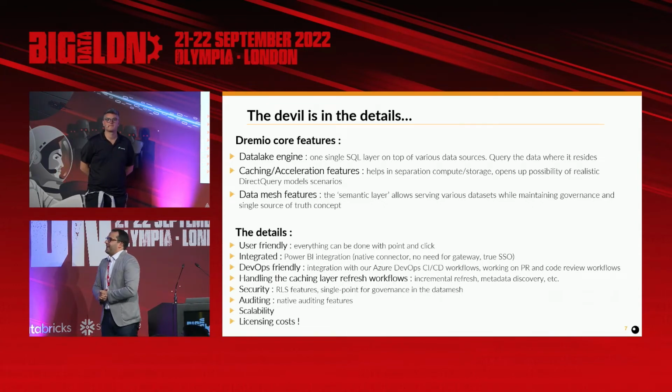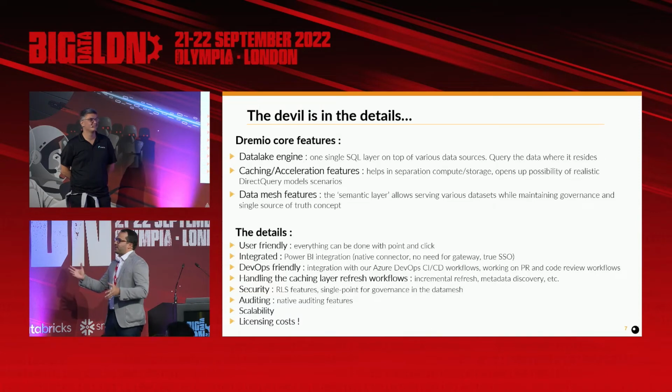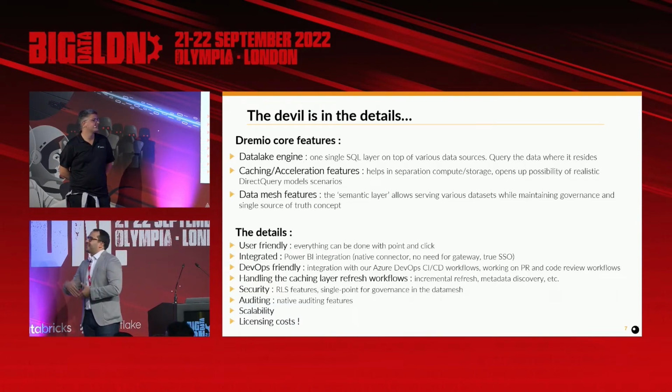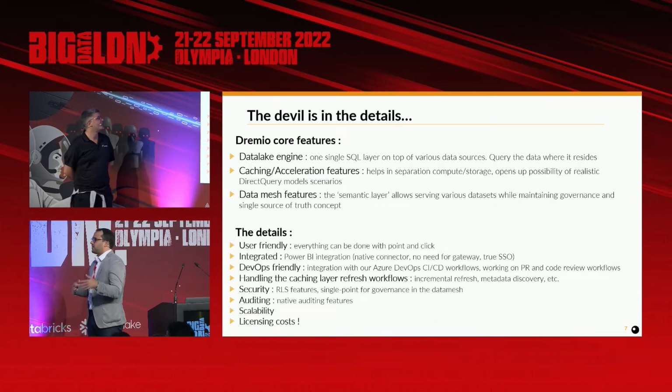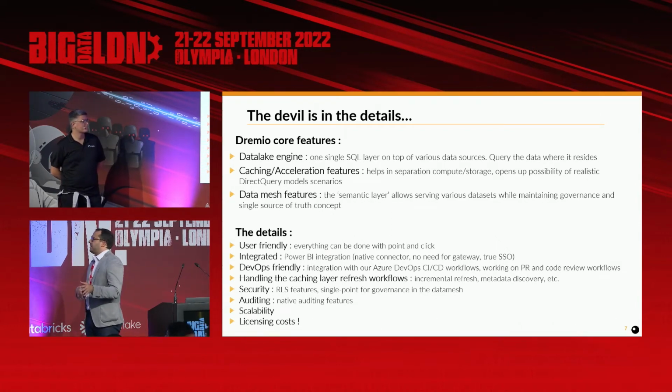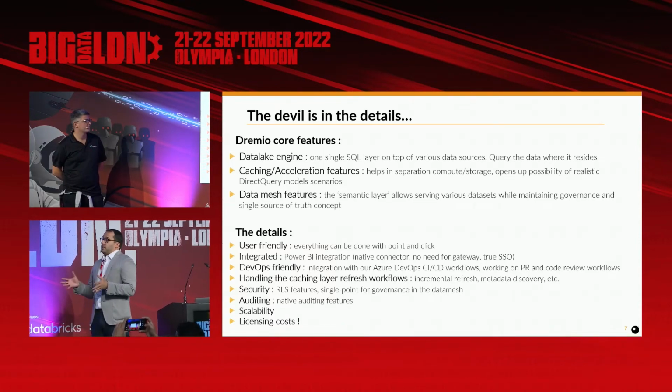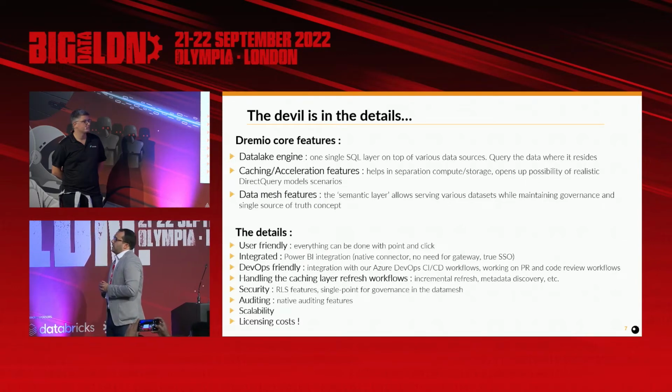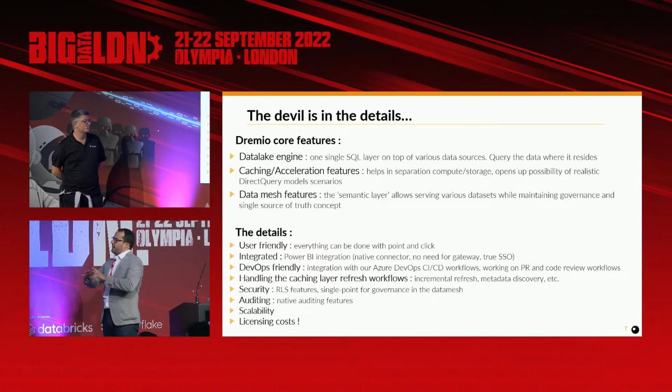So of course, Dremio has the core features that we all like. The data lake engine features, right? It allows us to have one single SQL layer on top of various data sources, whether Parquet, CSV, JSON, whatever, you can query it with SQL. We query the data where it resides, right? No more replication of data, etc. The caching acceleration features, that's what I was talking about in the finance data example, where we now are able to have direct query models that are very reactive. Our reports, our visuals, they refresh in less than a second or two.